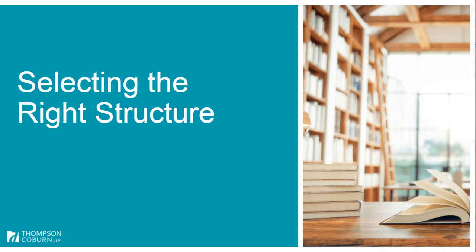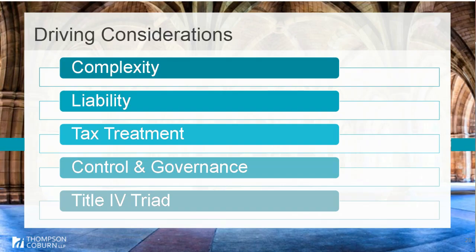So how do you pick and choose? All right, so there's a number of things that the board, the officers, everyone will want to take a look at as you're trying to decide which is the right structure for you and your institution. And you'll see here, I think I'll cover the first three here, Aaron, and then I'll turn it over to you for control, governance, and Title IV. But we'll fly through these so we get back to those cool structures.